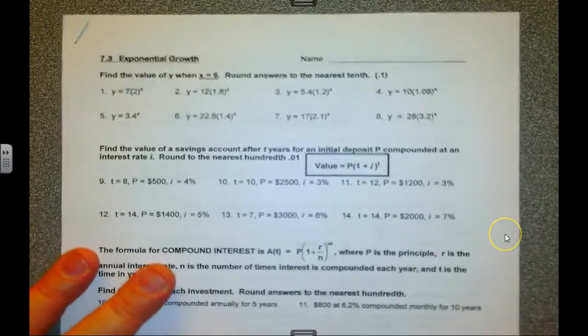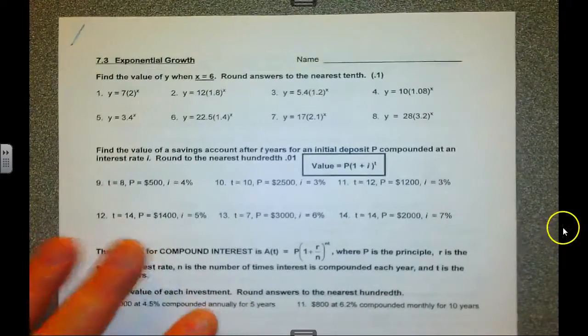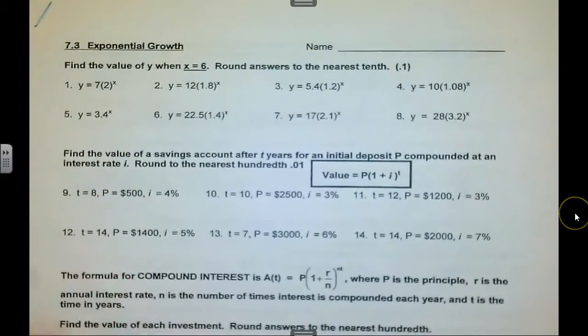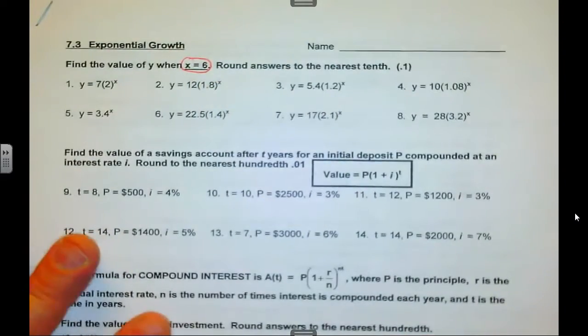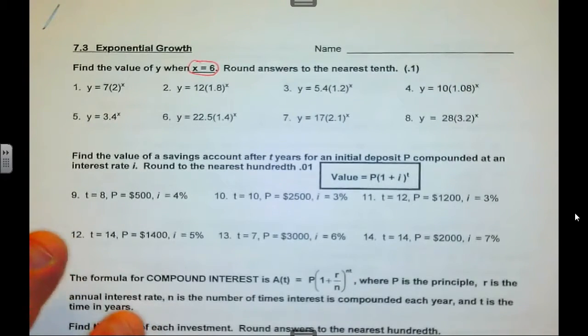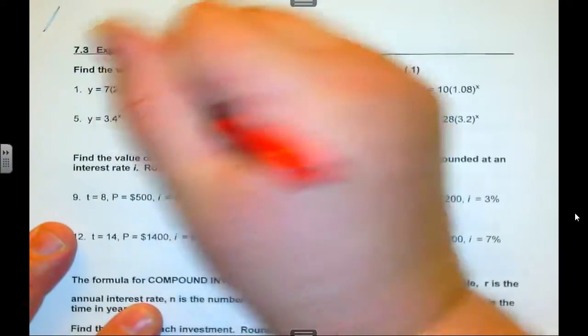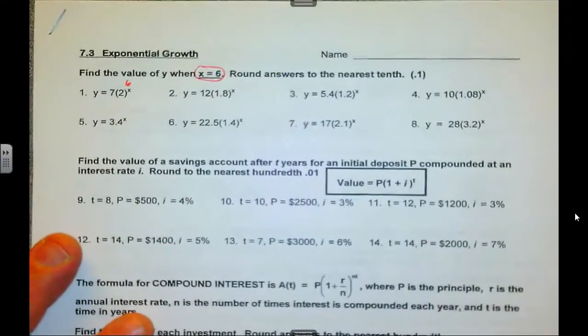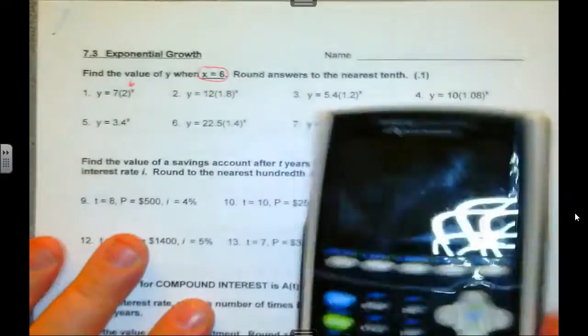Okay, 1 through 8 is giving you the practice of putting an exponent into your calculators. All we're going to do is substitute in the value 6 wherever you see an x. Now, it so happens in 1 through 8, our x is our exponent. So I'm just going to substitute in 6 wherever I see an x. So just get used to your calculator, putting exponents in.